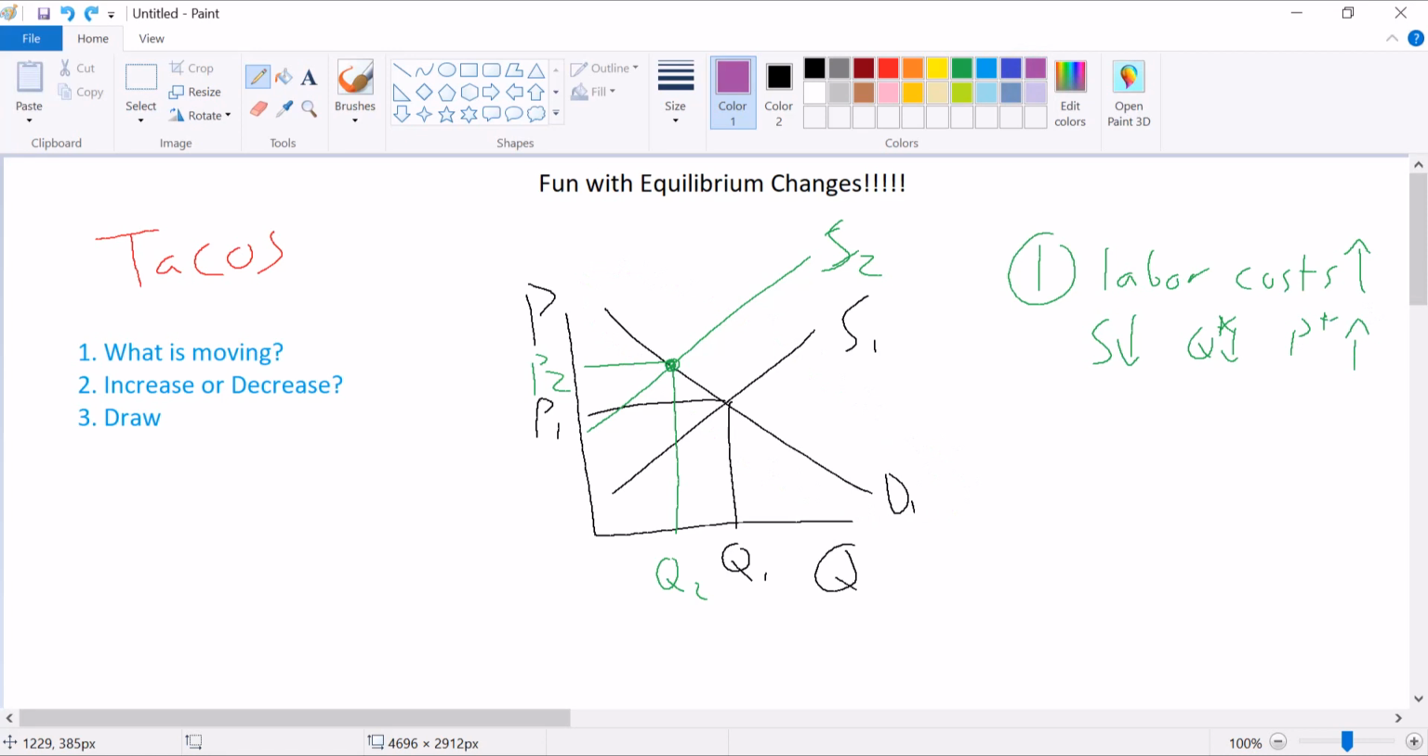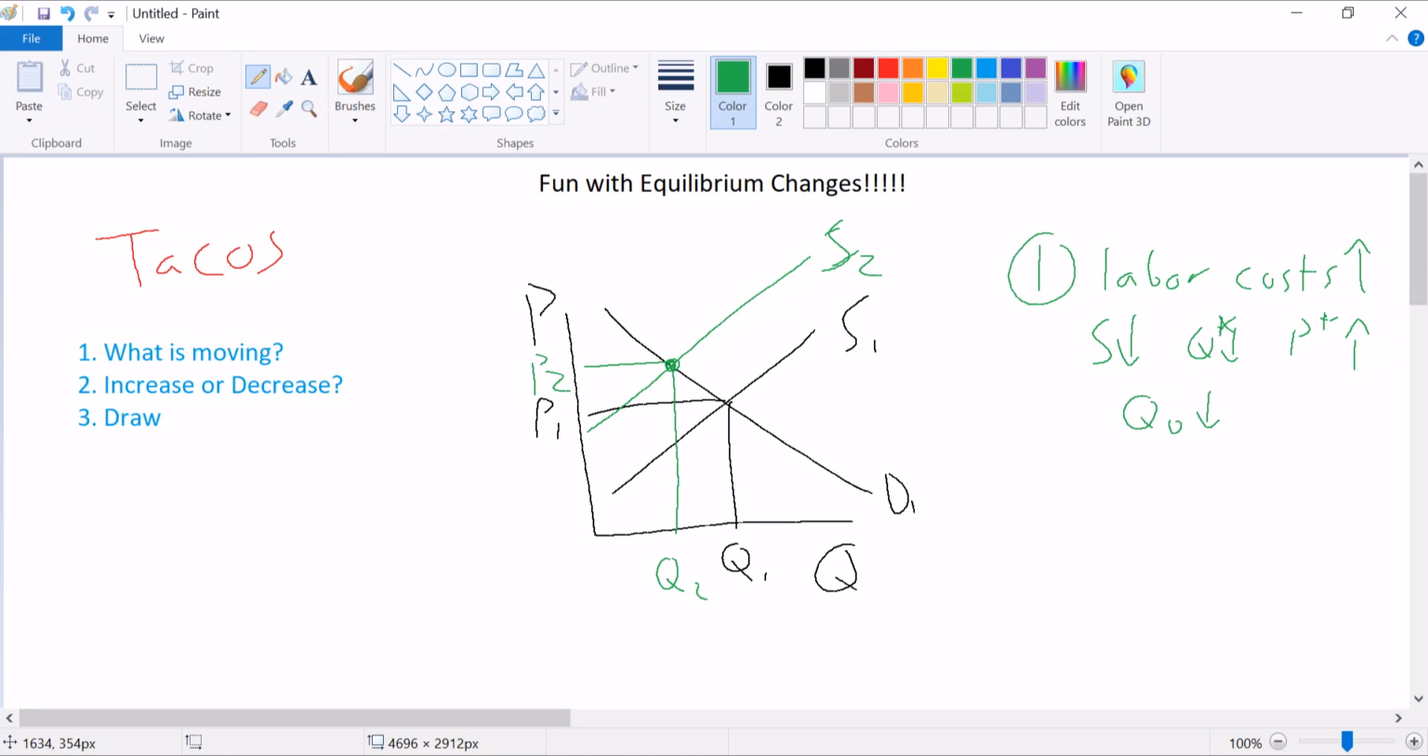What did happen is when I went from Q1 to Q2, my quantity demanded fell from Q1 to Q2. As the price rose, I shifted along the demand curve to a lower quantity. So yes, my people will eat fewer tacos, but no, it was not a decrease in demand. Demand is the same, but the price rose.